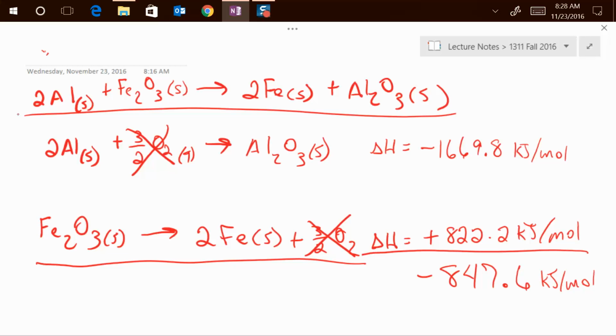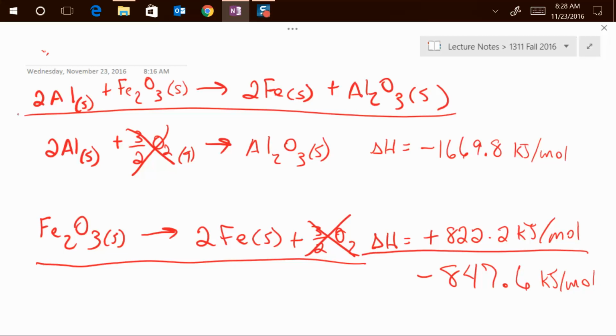Wait, so why do the O2s cancel? Because they're on opposite sides of the arrow, and they're in the same quantity. 3 halves here, 3 halves here, which is good because I don't have it up here, right? So they should cancel. I would need to make sure they do cancel because I don't have them in my final reaction. Yes, sir?